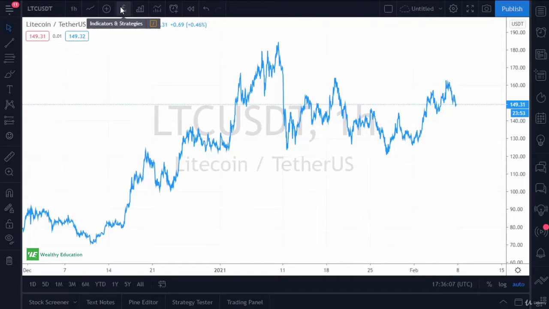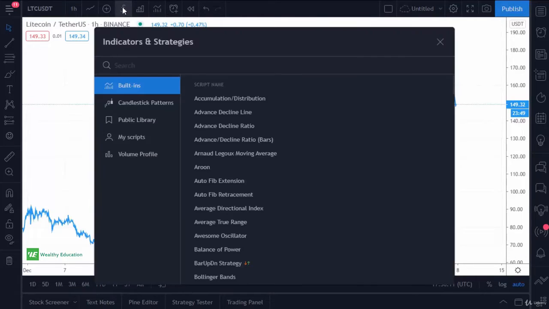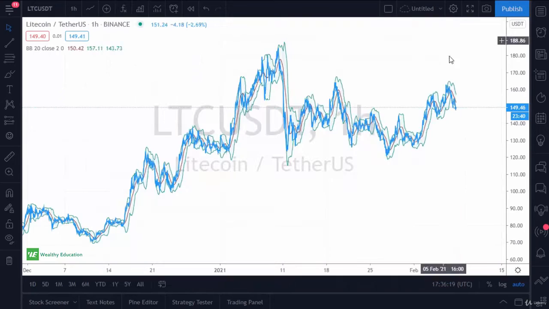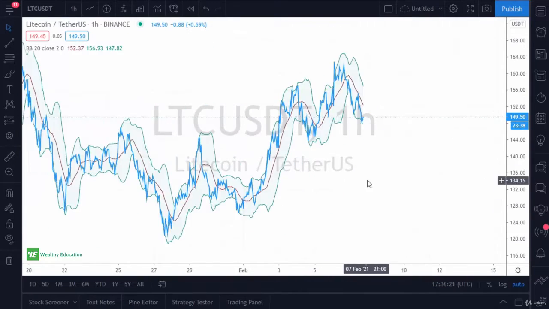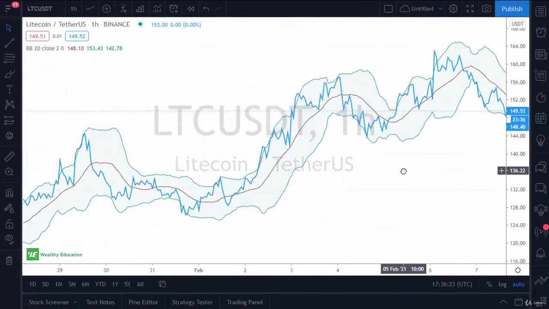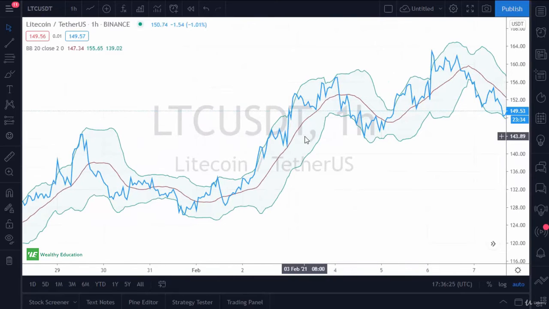There are multiple different strategies though. So come up here to the indicators and strategies button, and you can see on the built-ins, it's actually right away. You can see Bollinger Bands. You click on that, and you'll notice, let me go ahead and zoom in a little bit. You'll notice that at least on TradingView, it is filled in. Sometimes it'll just be 3 lines, and you can change it to that if you would like. That's fine.